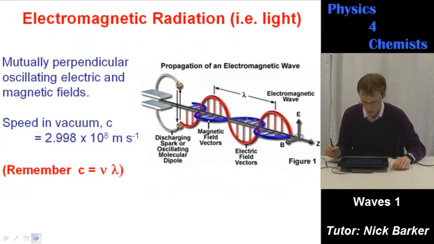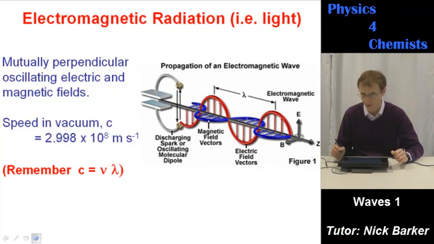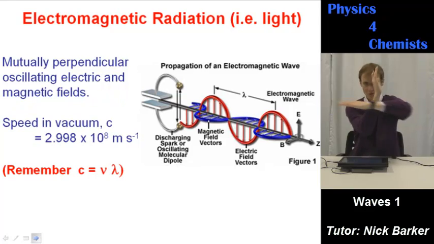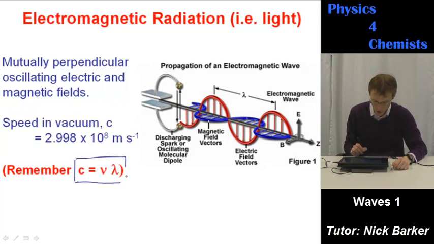Electromagnetic radiation, for example light, is said to have two vectors. It's got a magnetic vector and an electrical vector. And you've got two mutually perpendicular oscillating waves, one going in that direction, one going in this direction at the same time. And the speed of an electromagnetic wave, often written as c, in a vacuum, is almost 3 × 10⁸ meters per second. And remember this formula, c is equal to nu lambda.